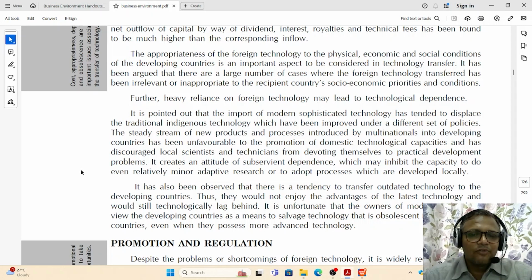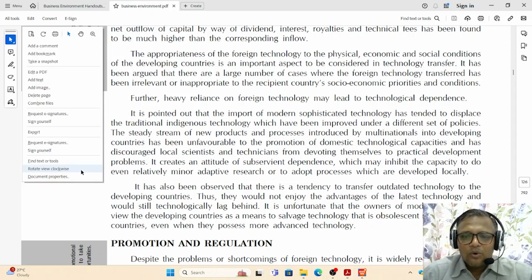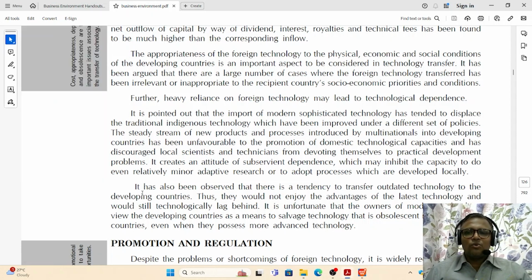It has been observed that there is a tendency to transfer outdated technology to the developing countries, so they would not enjoy the advantages of the latest technologies and would still lag behind technologically. It is unfortunate that the owners of modern technology view the developing countries as a means of salvaging technology that is obsolete in the advanced country, even when they possess more advanced technologies.